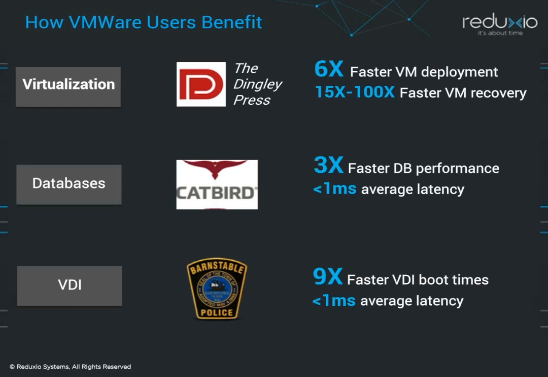Just a word on our performance results with VMware users. Dingley Press, the fifth largest catalog printer in the US, on the East Coast, is seeing great VM performance versus what they've used before. Obviously, backdating allows them to recover VMs way faster than their previous methodologies. Catbird is an advanced network security virtualization innovator on the West Coast, in the Bay Area, that is seeing great database performance with us, and they have thousands of VMs, and they see very low latency with our product.